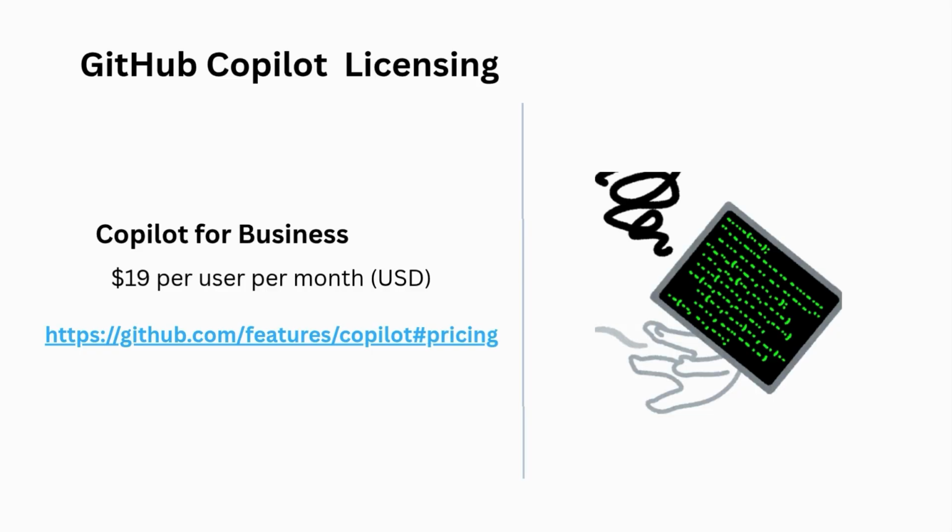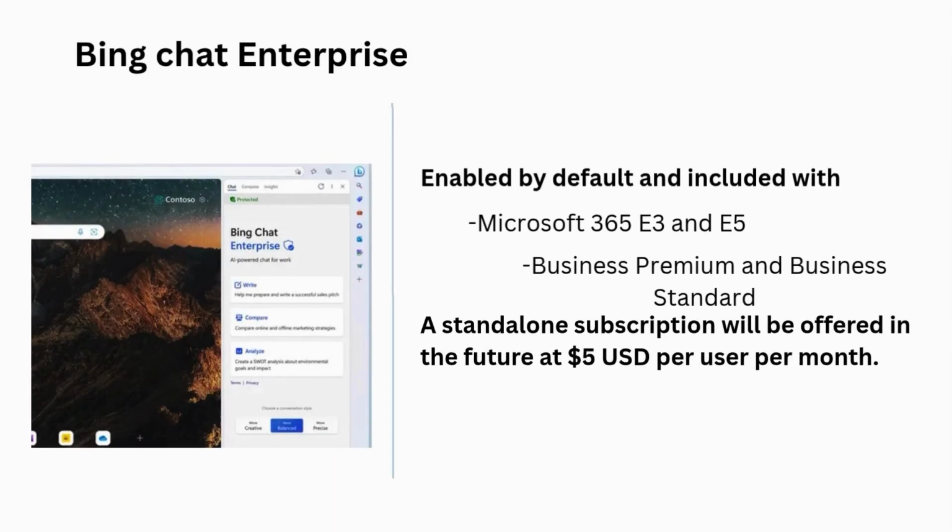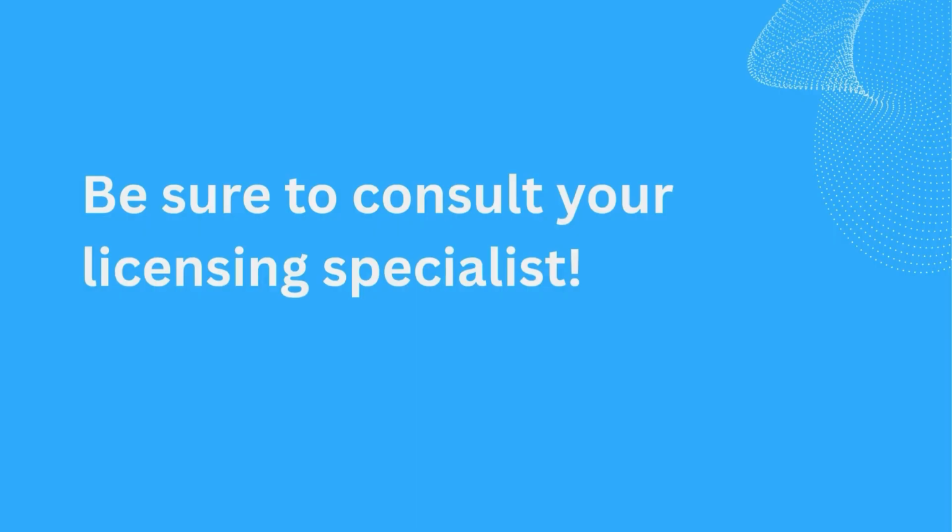8. Bing Chat Enterprise licensing. Included by default with Microsoft 365 E3 and E5, Microsoft 365 Business Premium and Business Standard. Microsoft has announced a standalone subscription will be available in the future, at $5 per user per month, but not available at the time of recording. Final reminder: licensing is dynamic, especially for preview products. Always confirm with your licensing specialist to ensure you're working with the most up-to-date information.